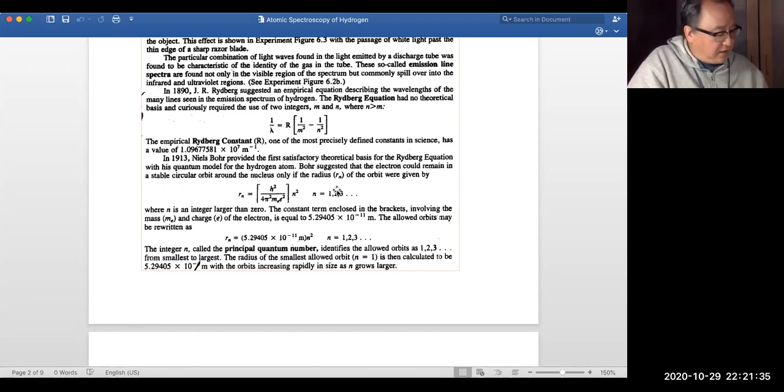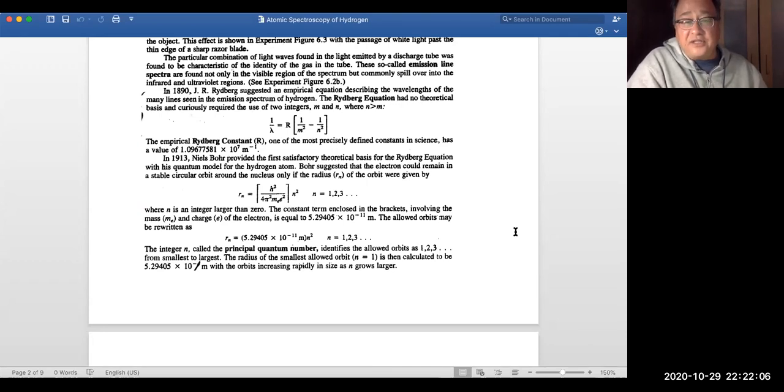All right. So this next equation where you have R sub n, the reason they write this equation this way is because everything in the bracket is a constant. That is to say, it doesn't change. So h is a constant. Pi is a constant. m sub e is the mass of an electron. That's a constant. e squared is the charge on an electron. That's constant.